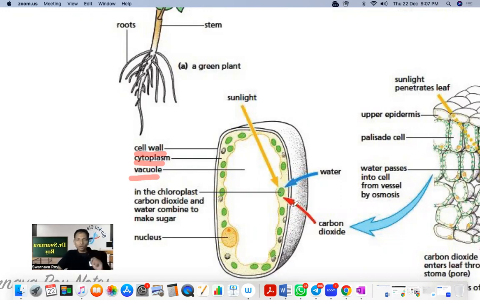And now what we have to see here is how the carbon dioxide and the water are reaching this mesophyll cell. So I said the xylem vessel is transporting the water, but how is the carbon dioxide reaching the mesophyll cell? So let's look at this picture one more time.